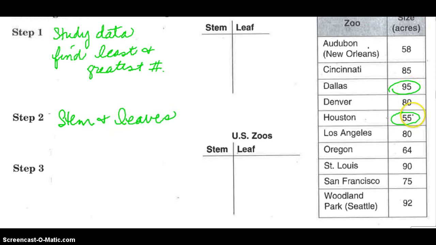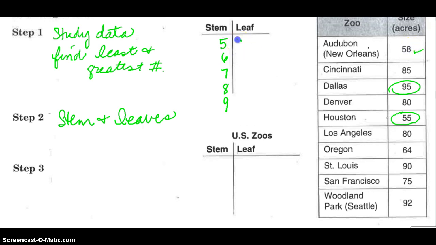So our stems are going to be, since everything is just a 2-digit number, the tens place is going to be our stem. So we have from 55, so we go up to 60, 70, 80, 95 was our greatest number. So now I'm going to go through and just organize my data. I'm not really going to worry about the order right now.